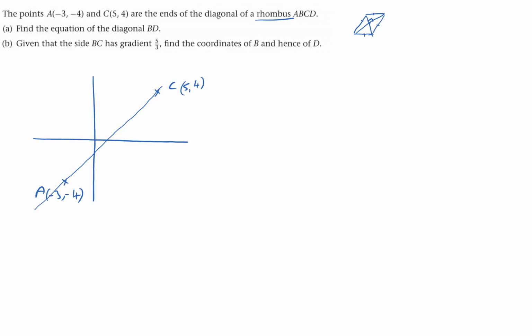Well, let's just put in how far across it goes and how far up it goes. It goes from -3 to 5, so that's 8, and it goes from -4 all the way up to 4, so that's 8 as well. So first off, find the gradient of AC, which equals 8 over 8, which equals 1. Therefore, the gradient of BD equals negative the reciprocal of that, which is -1.